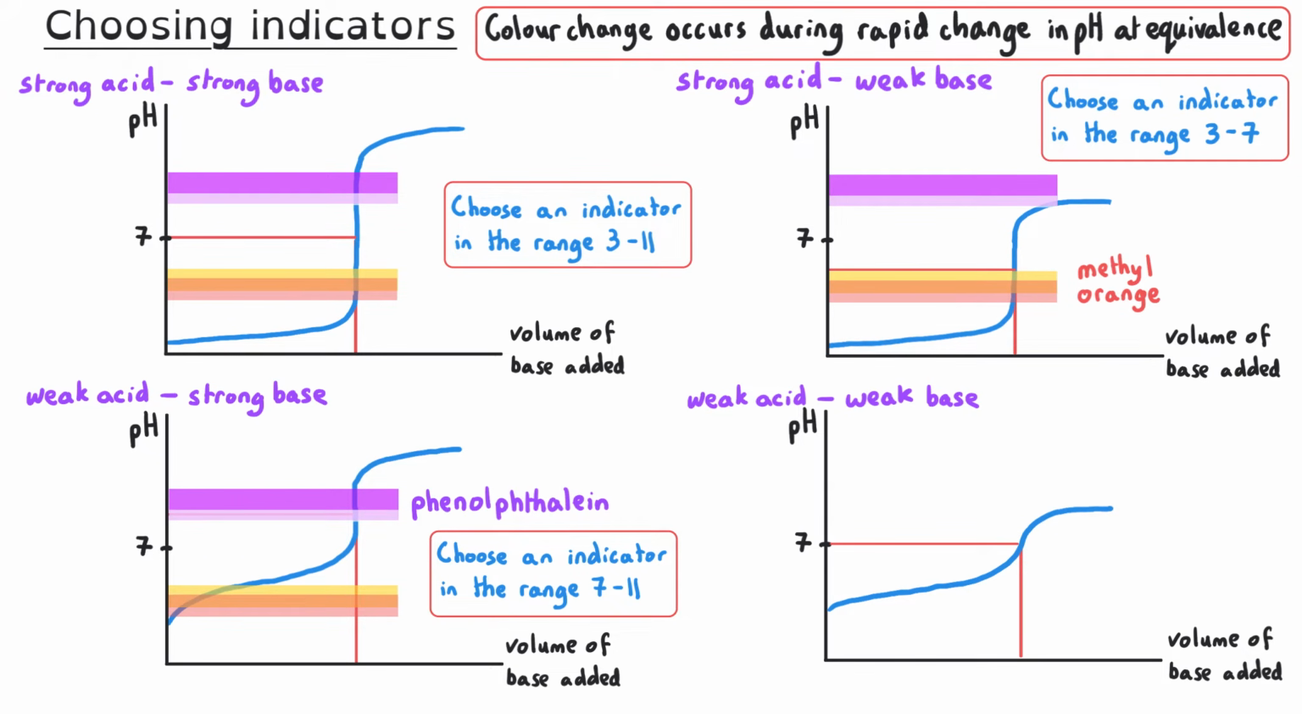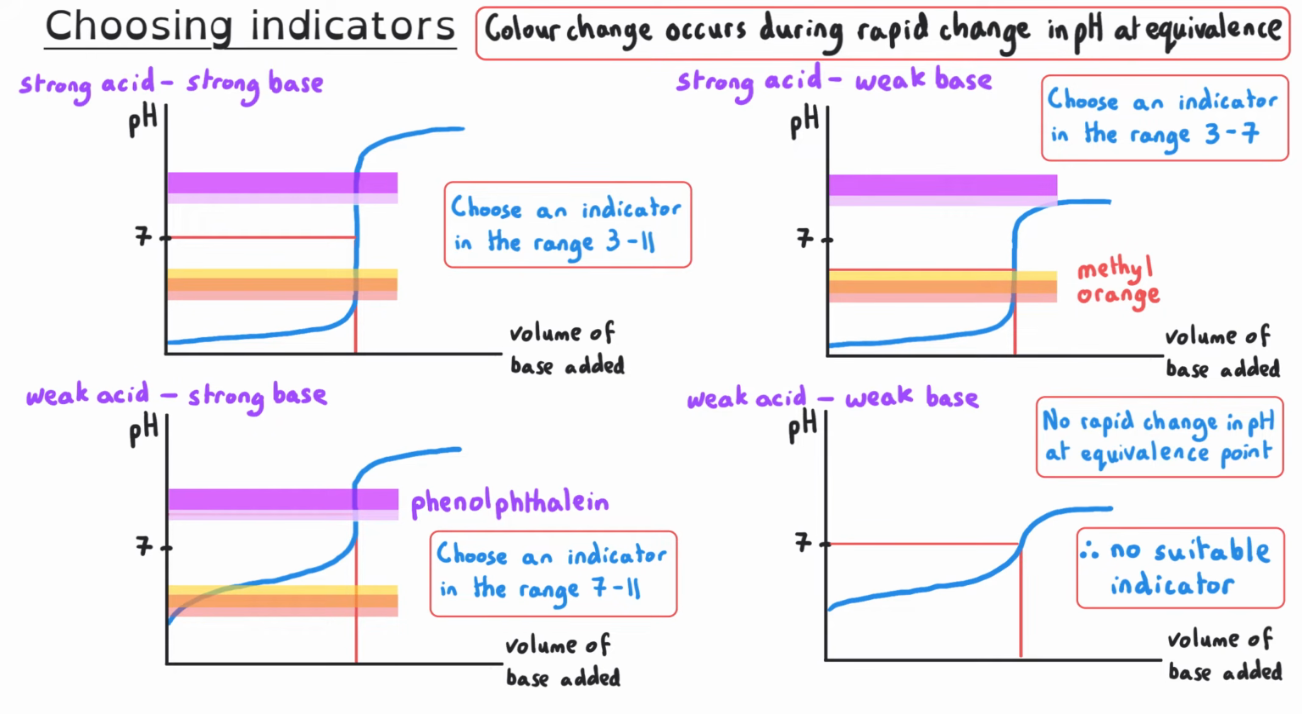Whereas phenolphthalein's endpoint coincides with this rapid change of pH at the equivalence point, so it would be an appropriate indicator to use. For the pH curve for a weak acid, weak base, there isn't a rapid change in pH at the equivalence point, and therefore no indicator is suitable for this pH curve.